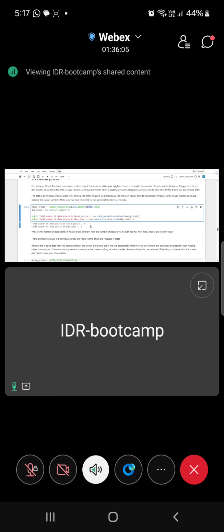For this, you are using this particular code. Print the total number of data points in house prices. We are using np.count_nonzero, which is a function that helps you count all the non-zero values. Non-zero values means those which have a certain value, which are not zero.